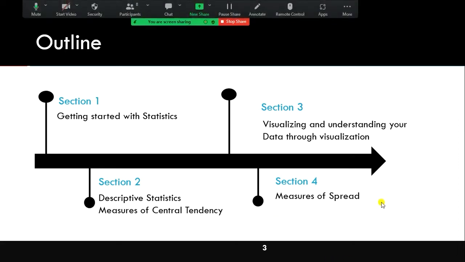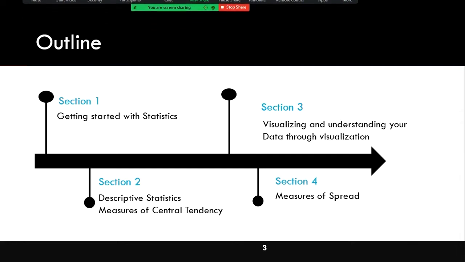And lastly, in section four, we'll help you understand the measures of variability. It is also known as measures of spread. So as part of this, let's take a deep dive in understanding the measures such as range, variance, standard deviation, coefficient of variation, and how to apply those measures in business scenarios. Okay.